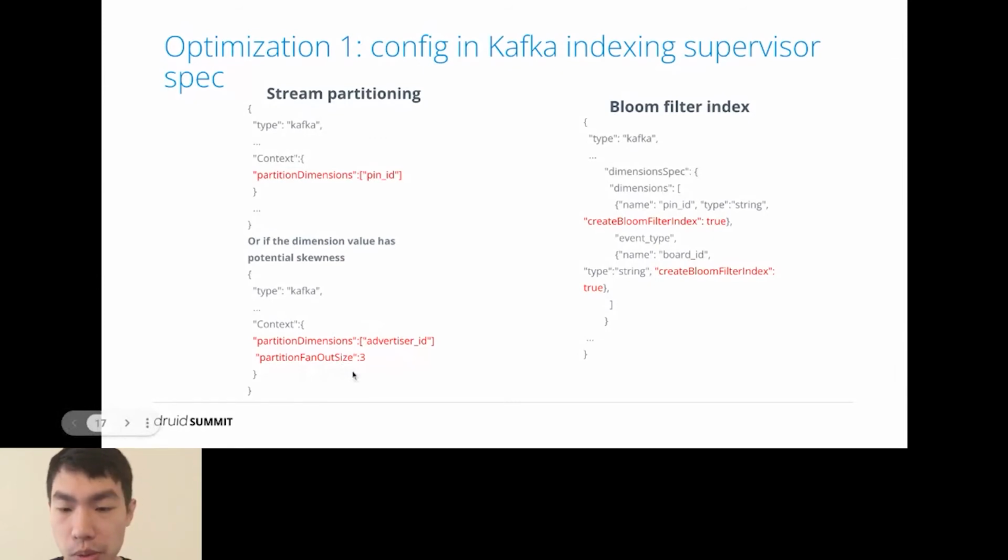And for Bloom filter, it's also easy to enable, just one more parameter on the dimension spec for whatever dimensions you want to enable.